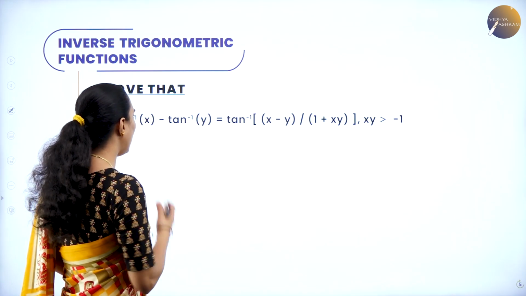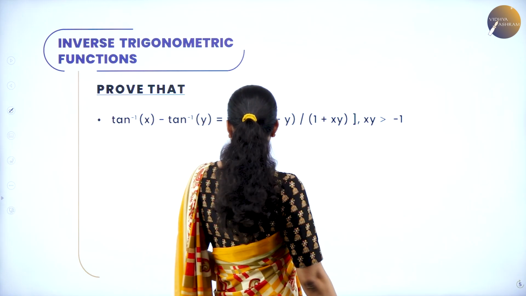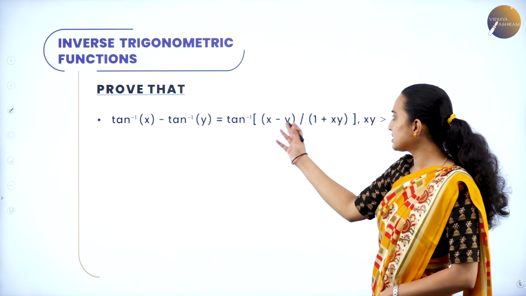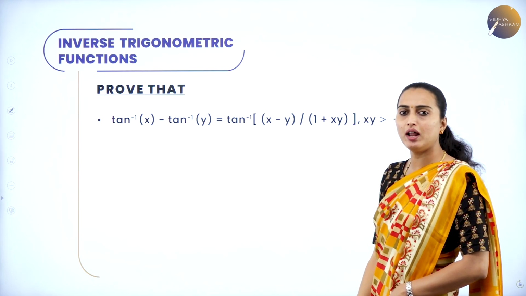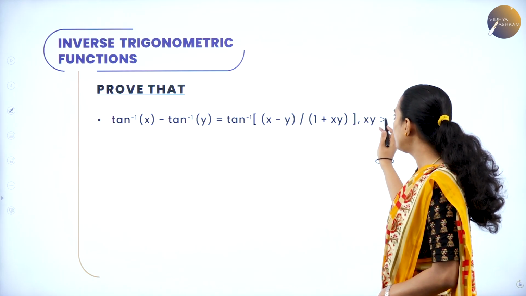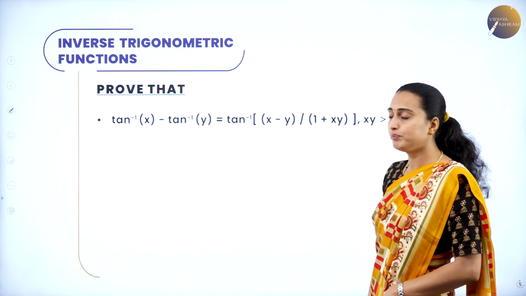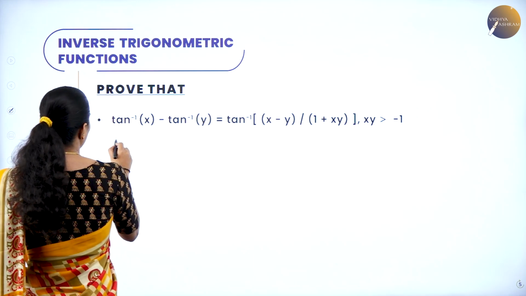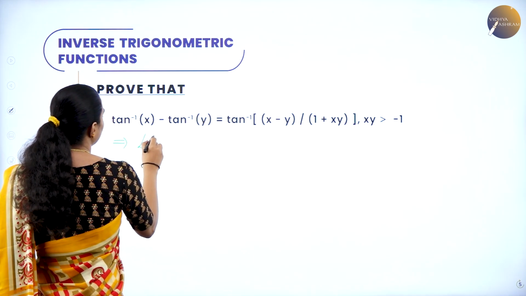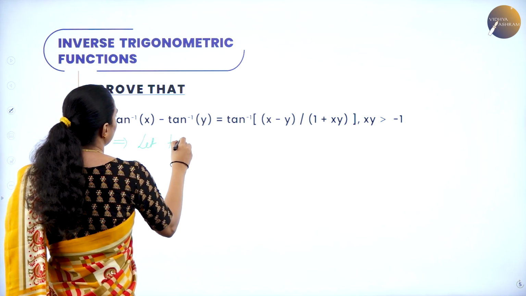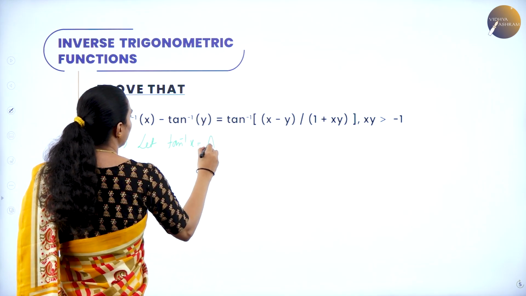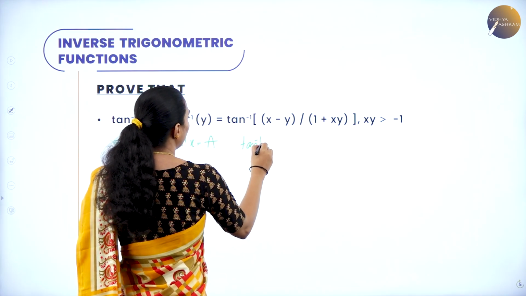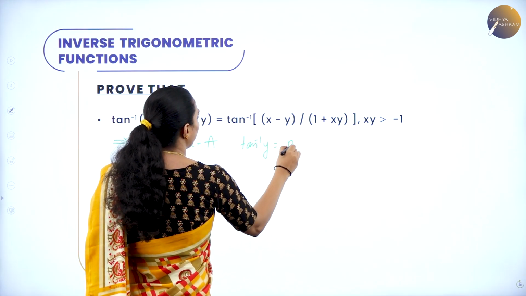So next question they have asked is simple. Tan inverse x minus tan inverse y is equal to tan inverse of x minus y divided by 1 plus x into y, xy is greater than minus 1. So here you are going to have the same method. Let tan inverse x is equal to a, and then tan inverse y is equal to b.